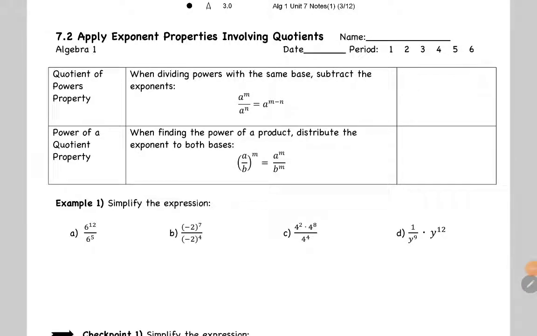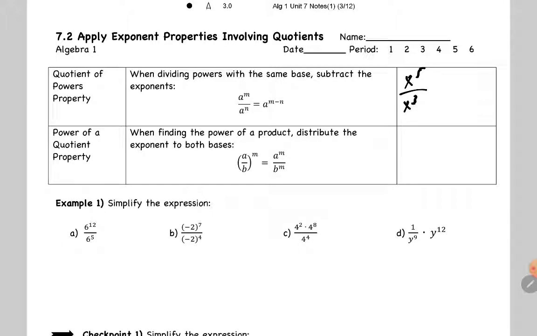Today we're going to be working with more exponent properties, but this time involving division. So before, when we were multiplying with the same base, we add. If we're dividing with the same base, we're going to subtract. So x to the fifth divided by x cubed.